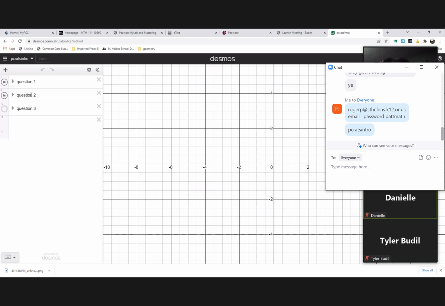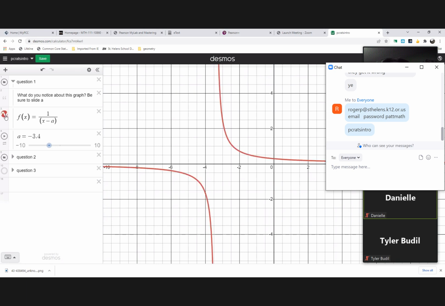Here are our folders that I was talking about. If you click this, you're going to get some stuff here, and it says, what do you notice about this graph? Be sure to slide A. Click on the graph first, and then slide A. This is our typical rational function. I'm not looking for anything sophisticated here. I just want you to notice some stuff about what happens when we slide things. You can record it or write it down someplace, or you can just store it in your head. You all have young brains with lots of memory.